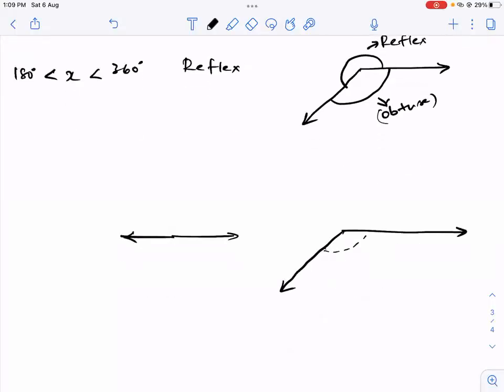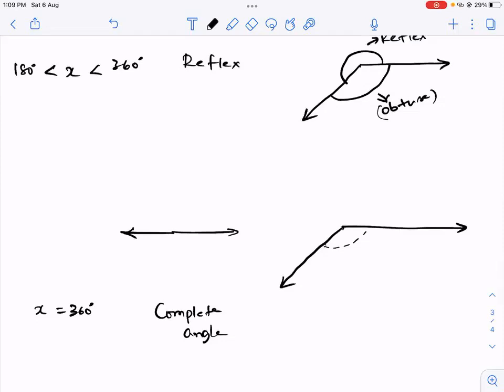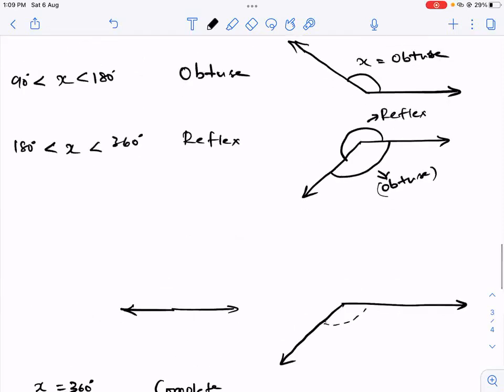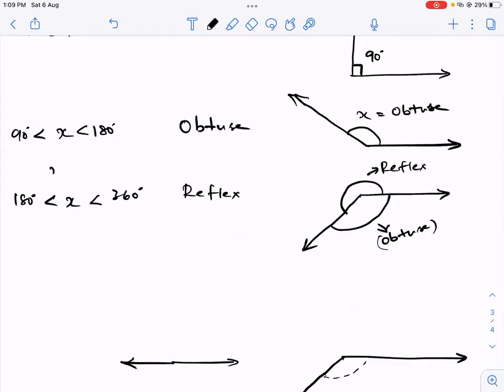And the last one we call it as, if x is equal to 360 degree, you call it as a complete angle. Straight angle is 180 degrees. So I didn't write 180 here. Here I forgot 180. X is equal to 180 is what is called as straight angle. It's called straight angle because that's what a straight line makes. That's what two rays in a straight line make. Right?